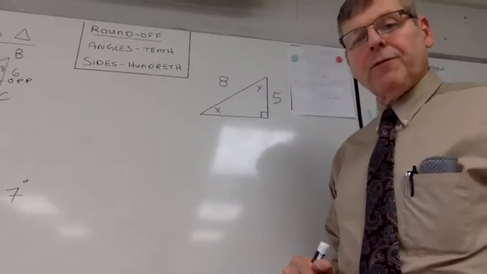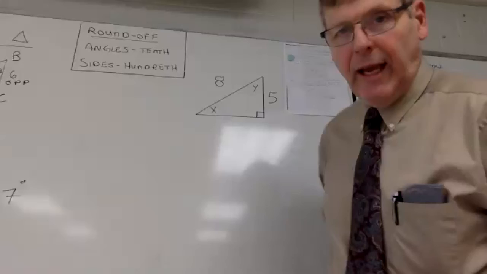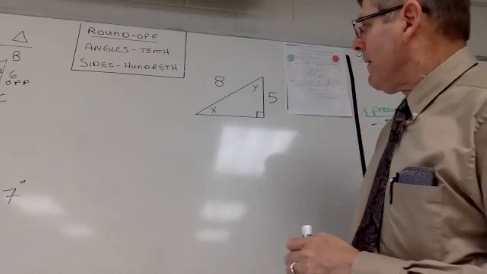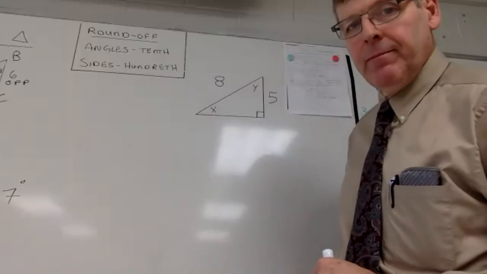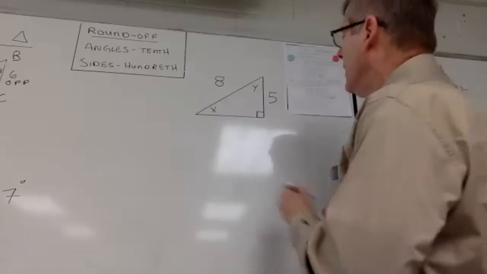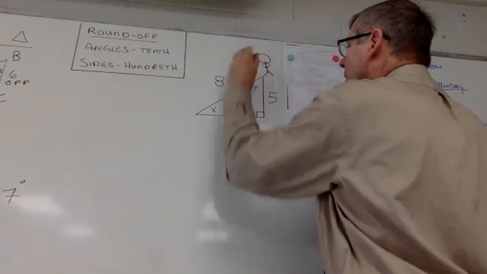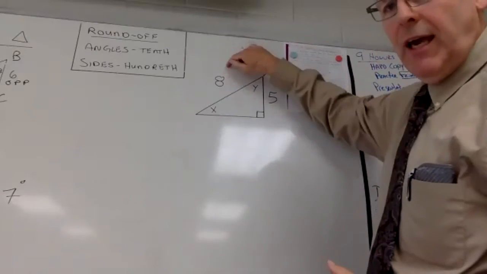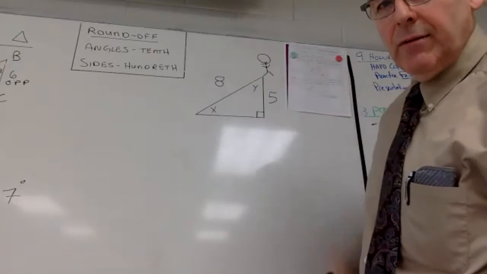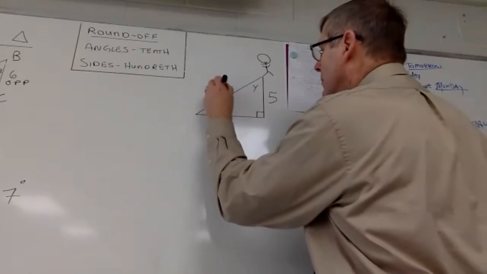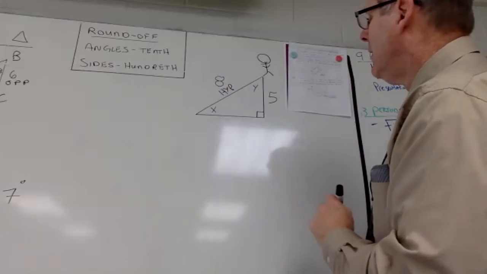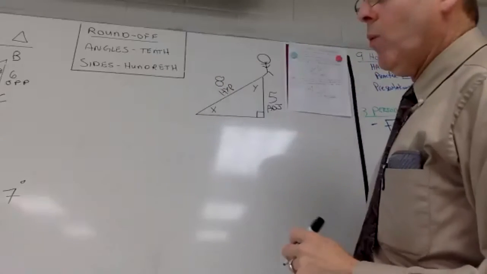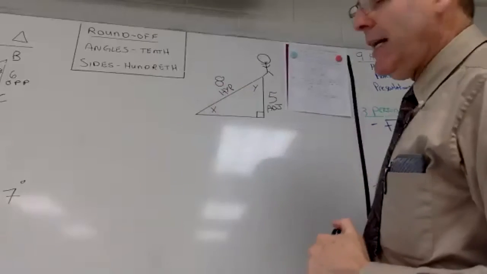All right, so the first thing I have to figure out is where I want to stand. Okay, Matthew, where do you want to stand? X or y? I'll do y. Okay, so I'm going to stand here. If I'm standing here, look at what I know. I know the 5 and the 8. What side is the 8? Hypotenuse. What side is the 5? Adjacent. Okay, look at your trig functions. What trig function relates adjacent to hypotenuse?